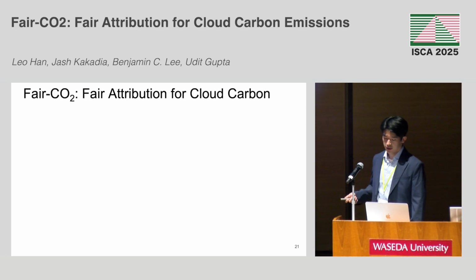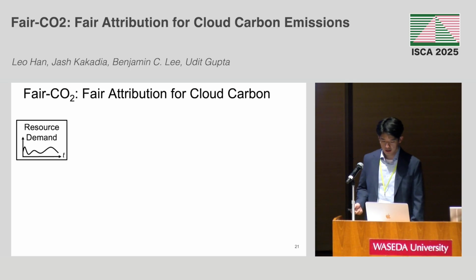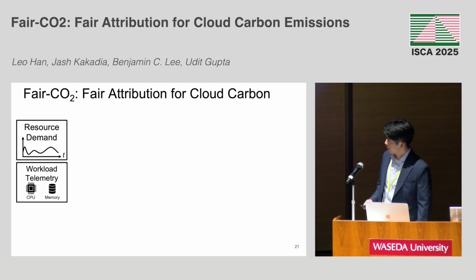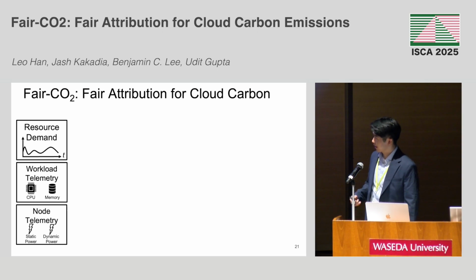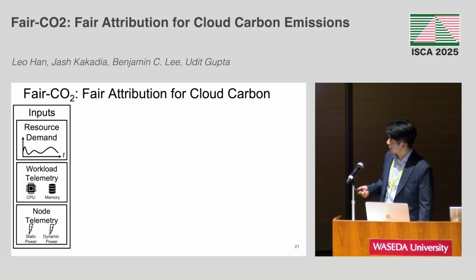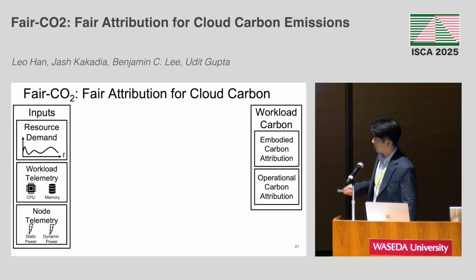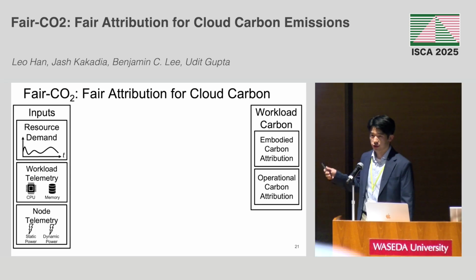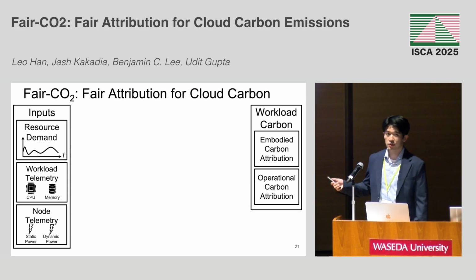In a cloud data center, we can monitor aggregate resource demand, workload telemetry like CPU and memory usage, and node telemetry like static and dynamic power. With these as our inputs, we want to get to a fair carbon attribution for both embodied carbon and operational carbon. And Fair-CO2 does this with 2 core components.